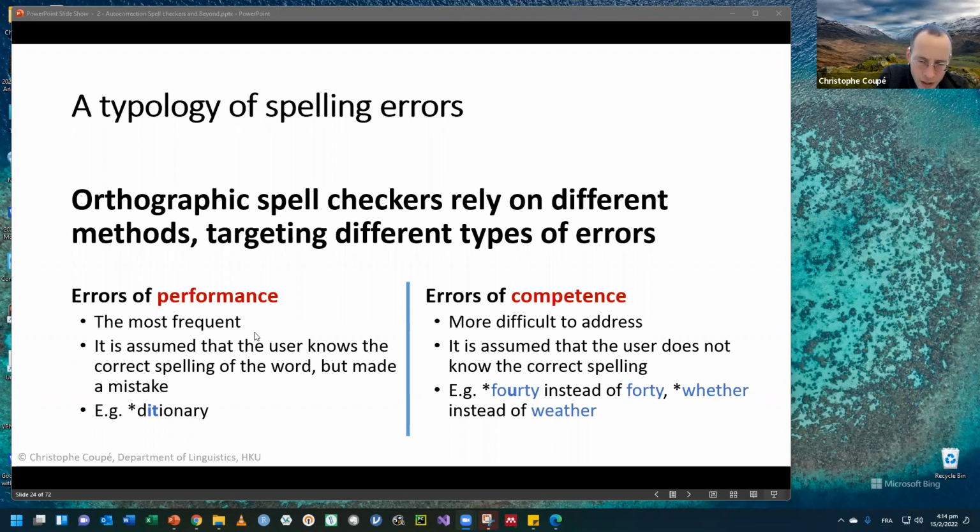The errors of competence are different and they are usually more difficult to address because that's the case when you don't know how to write the correct spelling. Of course, when you type something, the computer doesn't know what is going on in your mind. So it doesn't know if you know the word or not. But usually when you don't know how to write the word, the errors you're going to make are going to be trickier, harder to solve for the system. So you will write "fourty" instead of "forty", "wether" instead of "weather". And these kinds of errors are trickier than "distionary" on the left. But once again, the computer doesn't know if you know the word. But if you know, the errors are usually not as serious as when you don't know the correct spelling.